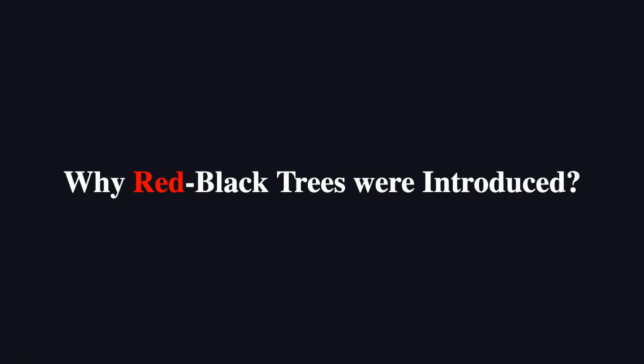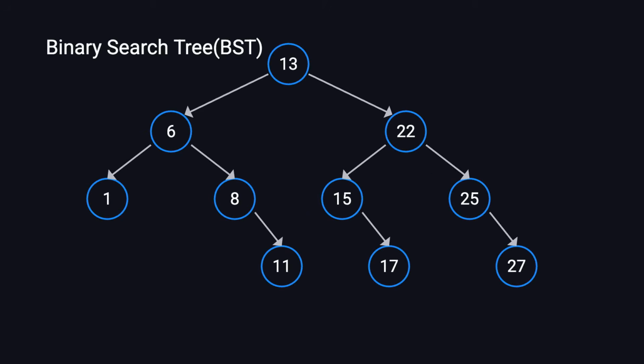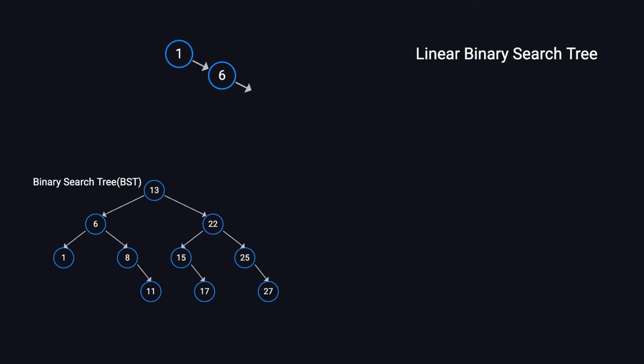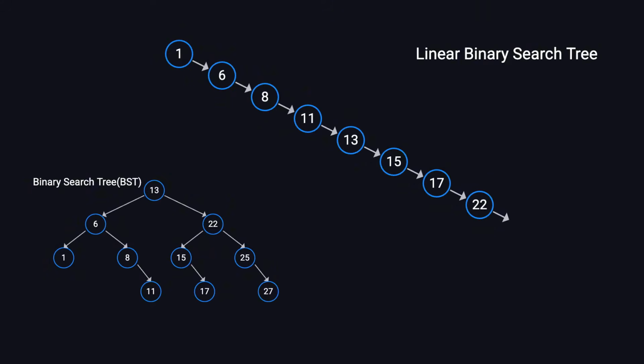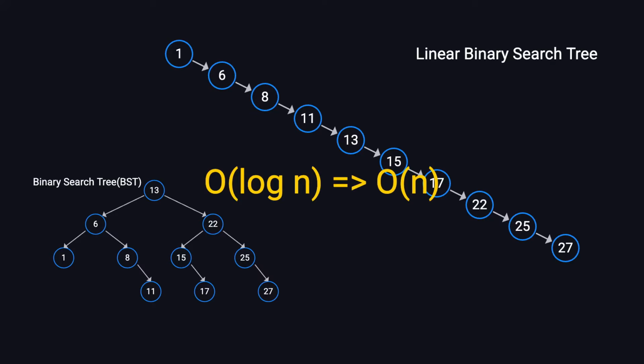Before we dive in, let's talk about why red-black trees were introduced in the first place. You might already be familiar with binary search trees, BSTs, a powerful way to store and search for data efficiently. However, there's a catch. A BST can become highly unbalanced. In the worst case, it might degrade into something that looks more like a linked list than a tree. When that happens, search operations slow down from the ideal O(log n) time complexity to O(n), which severely impacts performance. To solve this problem, we need a self-balancing binary search tree.